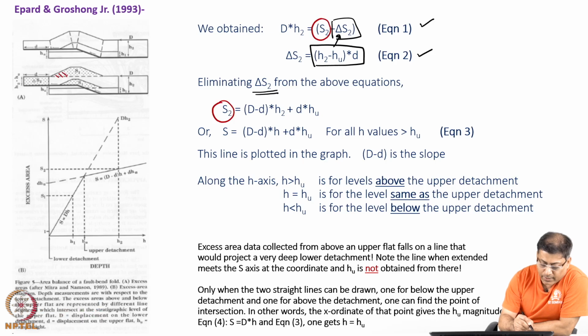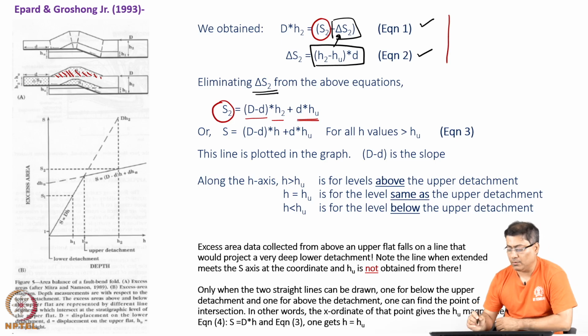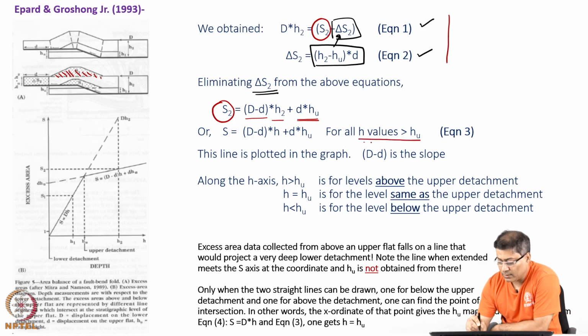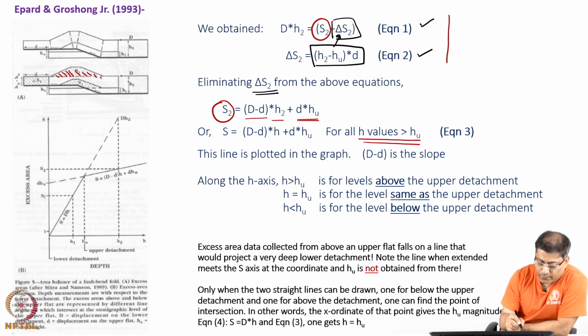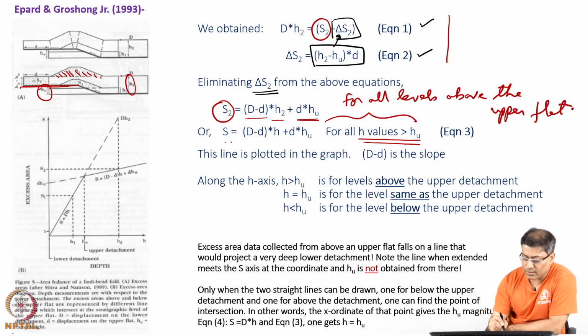Just recollect what is capital S2. This is a part of the excess area over here, that is equal to, from these two equations, (capital D minus small d) multiplied by H2 plus d multiplied by small Hu. So, for all H values more than Hu, that means for all H values such as H2 more than Hu, which means lines above the upper flat, for all levels above the upper flat, this equation holds true.